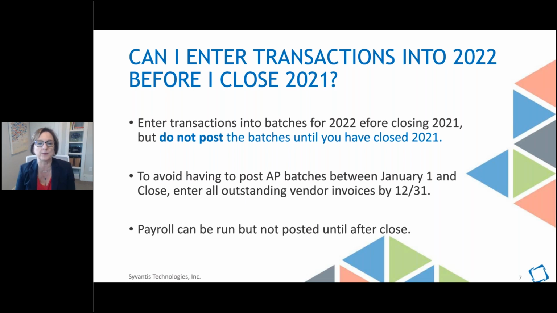To avoid having to post your AP batches between January 1st and close, what I do recommend is to enter all your outstanding vendor invoices for the month of December by December 31st, so that all of those are in there and you're not in a hurry to write checks. Payroll can be run, but not posted until after your close. And that one is actually true. That one is not negotiable. The other one I'm going to hit is fixed assets. You cannot run depreciation into the new year until you have closed the old year. That's very important.